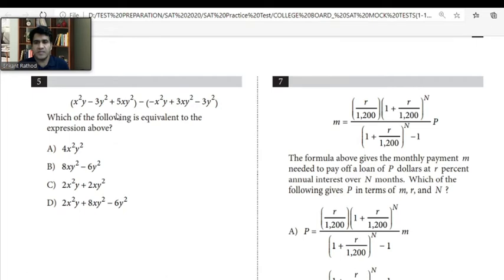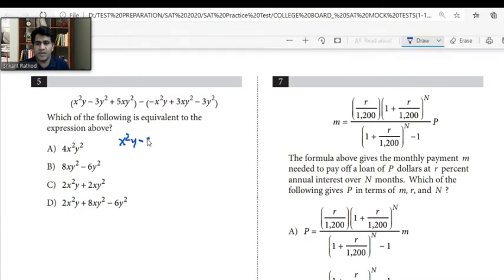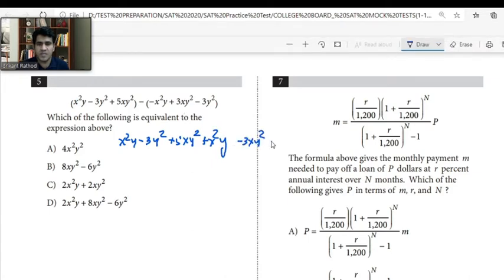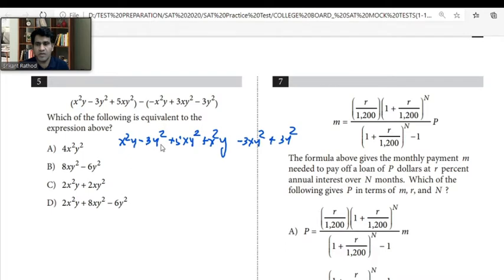x squared y minus... this is simply adding polynomials. Just write the first as x squared y minus 3y squared plus 5xy squared. The second expression is multiplied by negative; negative times negative is going to be positive. So x squared y minus 3xy squared, and minus times minus is going to be plus 3y squared. Look here, minus 3y squared plus 3y squared get cancelled out. The first term is going to be x squared y plus x squared y, 2x squared y. After doing that, your answer cannot be A or B; it may be either C or D. Next, what is left? 5xy squared minus 3xy squared. 5 minus 3 is going to be 2xy squared. So C is the answer.